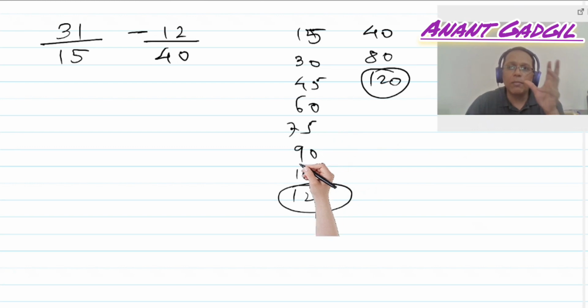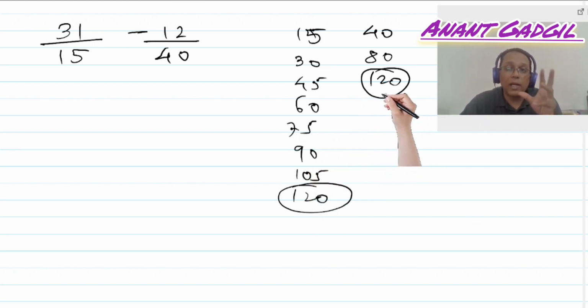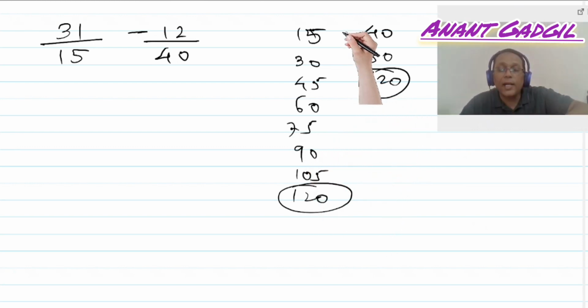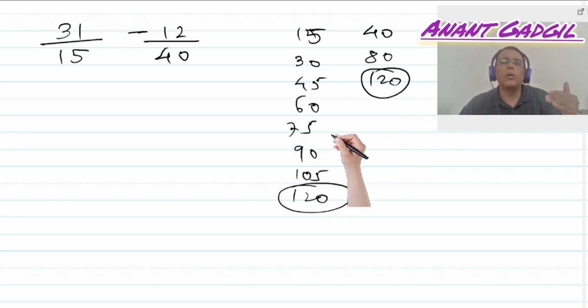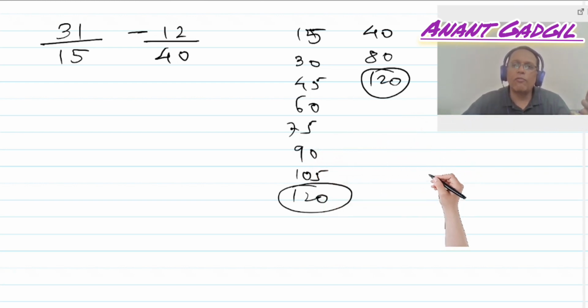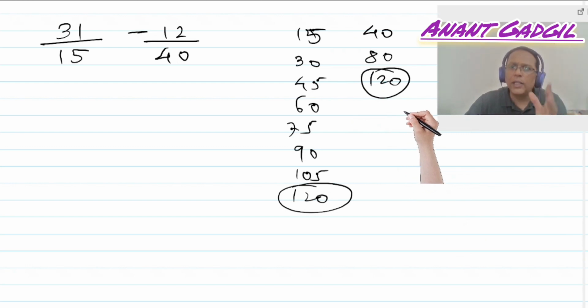Sometimes it may happen that there will not be any common number even if you write 10 numbers of both the tables. So you will have to continue. And in the next video I will tell you if there is any other method by which you can find the LCM without writing the tables. There is another method. I will tell you in the next video.